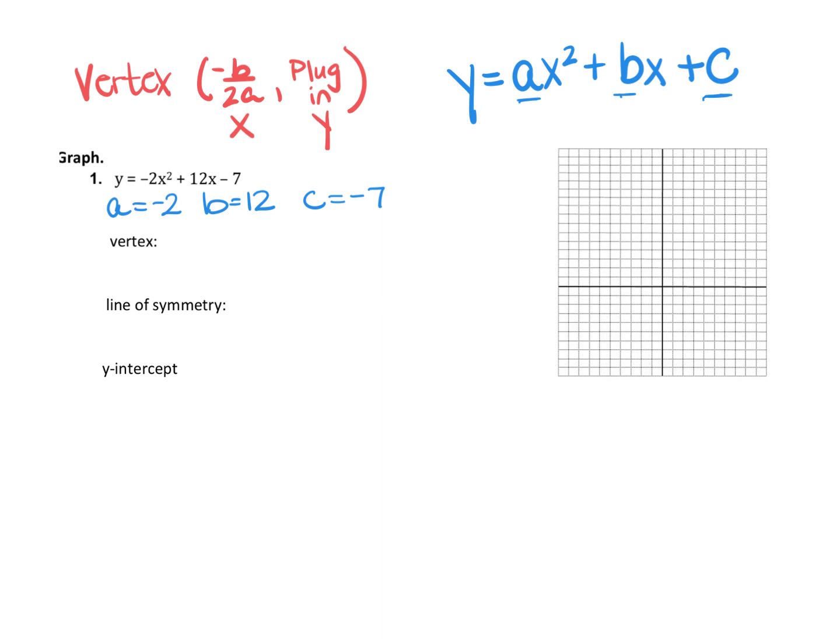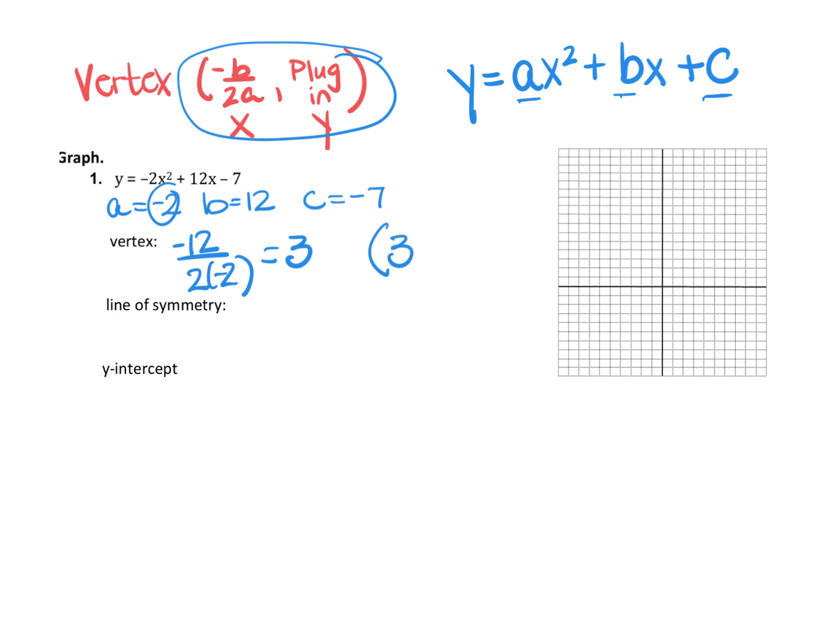The first thing we're going to do is identify the vertex. We plug into the formula to find the value of x: negative b all over 2a. Well, b is 12, so we have negative 12 all over 2 times a, which is negative 2. So we have negative 12 divided by negative 4. Our x value is going to be 3, because remember the vertex is a point, an x and a y.